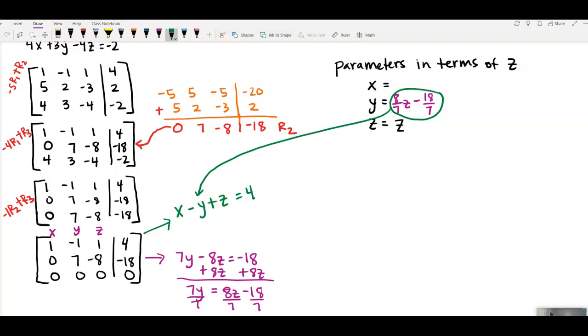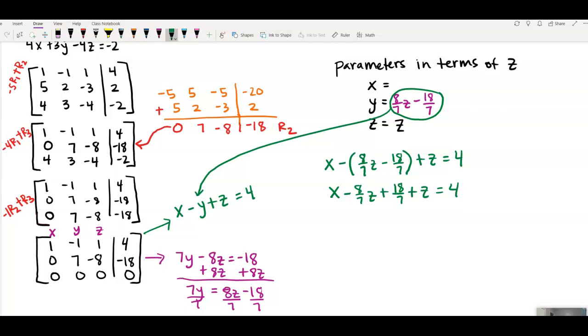Okay, let me write it over here so we have a little bit more room. So it's going to say x minus, and I got to have this whole thing in parentheses because it's minus all of this, 8/7 z minus 18/7, right? And then plus z equals 4. And then let's distribute that through. So x minus 8/7 z plus 18/7 plus z equals 4.